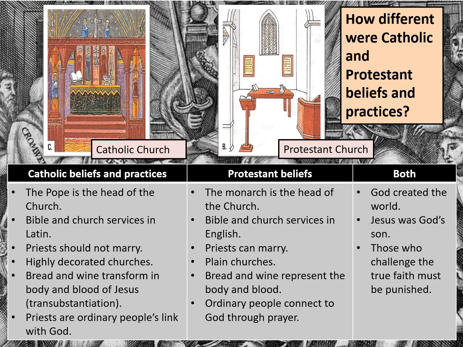Okay guys, our first activity is to look at how different Catholic and Protestant beliefs and practices were. As I've mentioned to you guys, Catholics and Protestants are both Christians. So there are some things that they are similar in. So here's a list of things that they both believe in. For example, Catholics and Protestants both believe that God created the world. They both believed that Jesus was God's son. And those who challenge the true faith must be punished. That's what both believed, particularly at this time. So ultimately, that's something that they have in common.